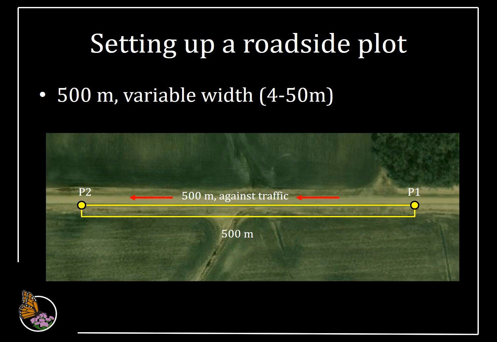Roadside plots measure 500 meters in length and are variable widths depending on the roadside vegetation. Roadside plots must measure at least 4 meters wide and should not exceed 50 meters. If you arrive and the roadside plot is not 4 or more meters wide, but you can see it gets wider a bit farther down the road, move your starting point to that new location.